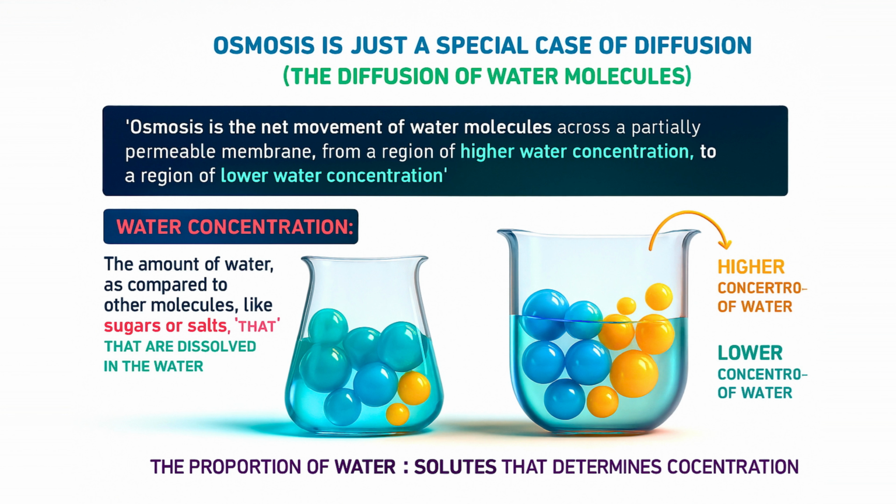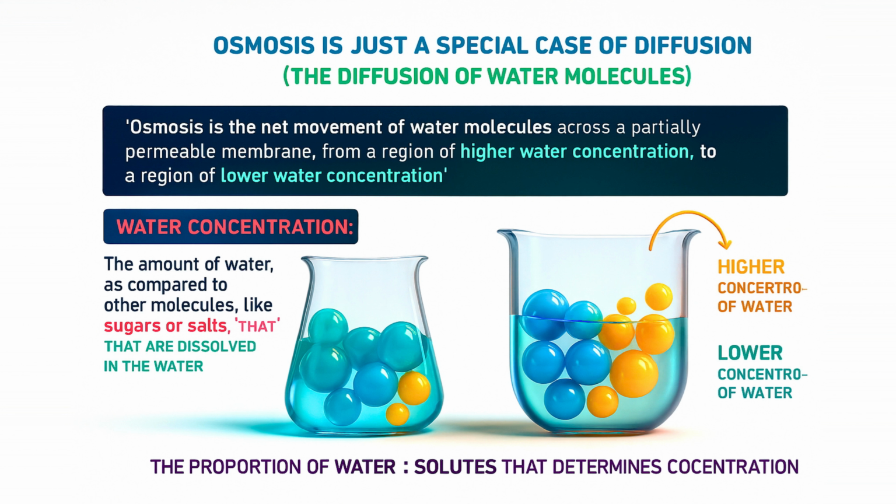The phrase water concentration might sound confusing at first, so let us break it down. Water concentration refers to the amount of water present relative to the amount of other substances, such as sugars or salts, that are dissolved in it. These dissolved substances are called solutes.